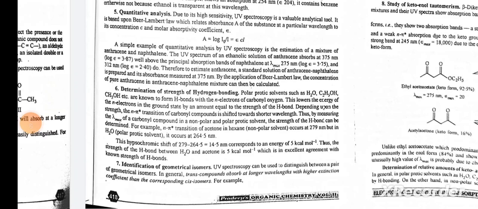A simple example of quantitative analysis by UV spectroscopy is the estimation of anthracene in a mixture of anthracene and naphthalene. The UV spectrum of an ethanolic solution of anthracene is observed at 375 nm, well above the principal absorption bands of naphthalene. Therefore, to estimate anthracene, a standard solution of the anthracene-naphthalene mixture is prepared and its absorbance measured at 375 nm. By application of the Beer-Lambert law, the concentration of pure anthracene in the anthracene-naphthalene mixture can be calculated.